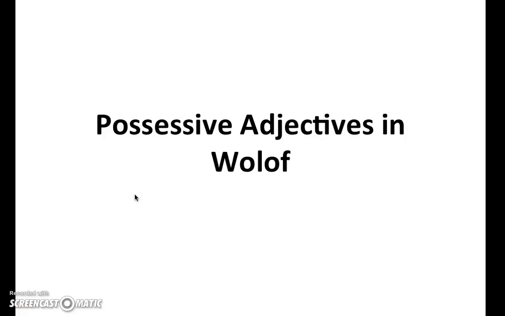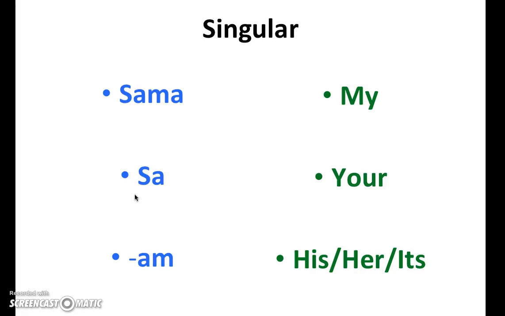Good morning. Now about the possessive adjectives in Wolof. To start, in the singular form: sama, sa, and the third person singular, you have a dash and am. Sama, sa, am.